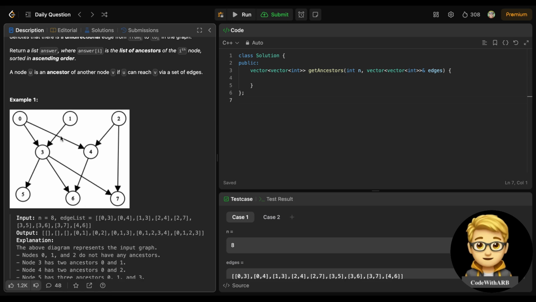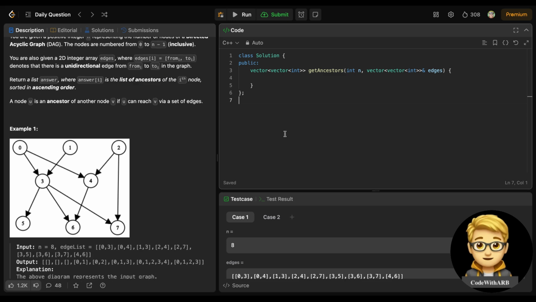So what they mean by the list of ancestors is all its parents as well as their parents also, right? That's what ancestors means: the node's parent, as well as their parent's parent, and so on. So for a specific node, we need to find all the nodes which lead to it from the starting points, right?